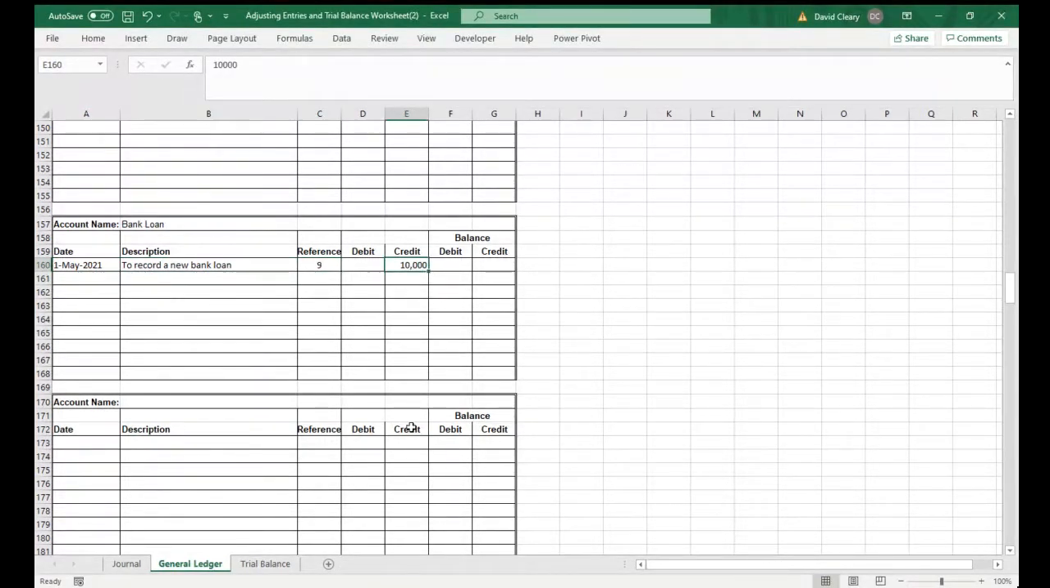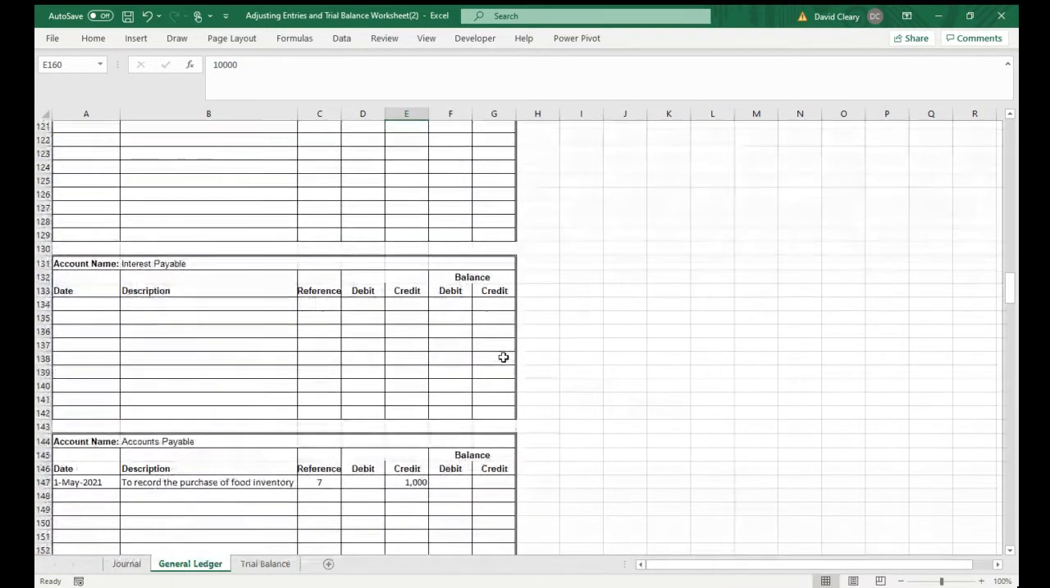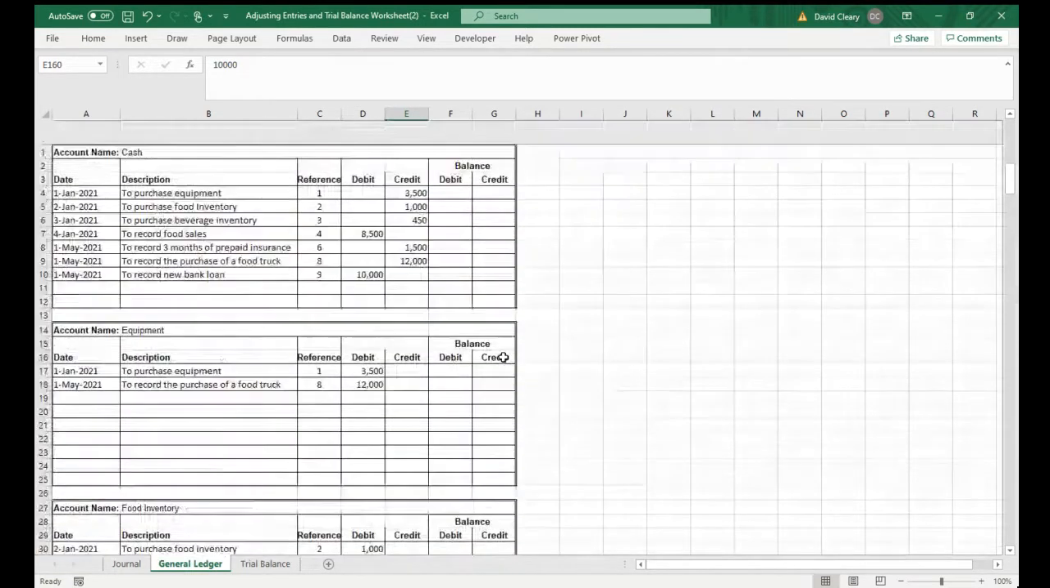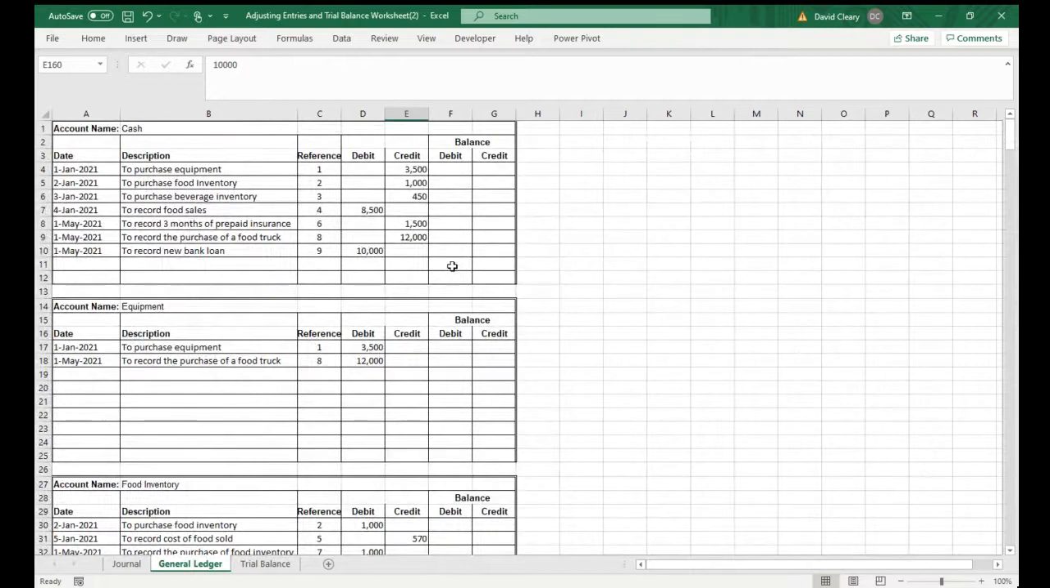So I typed in bank loan here, typed in the date, similar description, same reference number, and I credited the account by $10,000. Okay. So now what we have to do is a trial balance, and before we do that, we have to take the balances of all our accounts, like we did last week. But now we have some more information here. So what we want to do here is add up all of the debits, all of the credits, and then find the balance for each account.